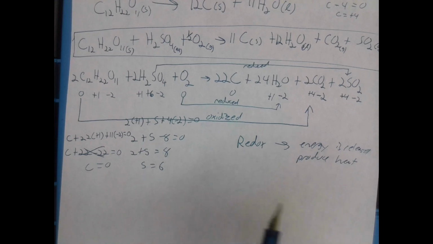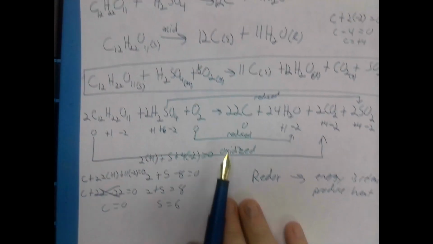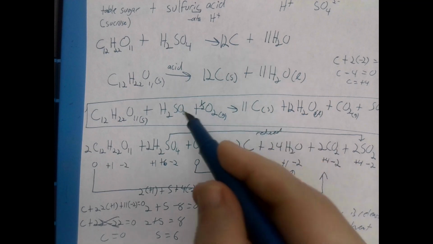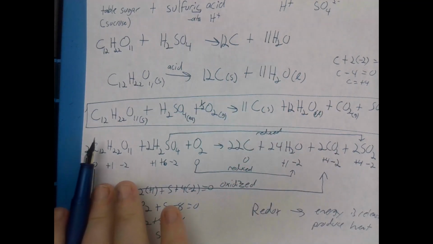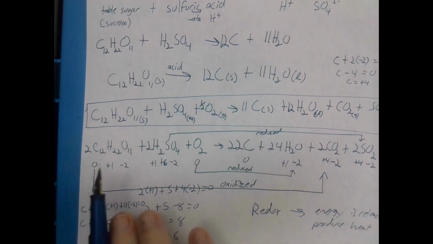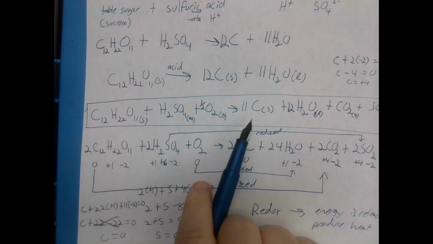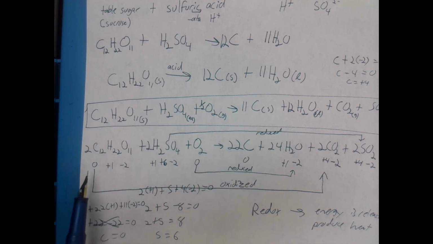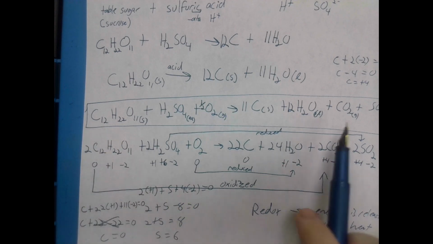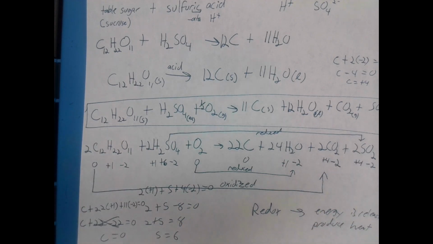Actually, we can see that. So I like using the original one where it uses a half right here. We can see 11 carbon actually doesn't change. So 11 of this carbon stays 0, while one of the carbons is oxidized. The sulfur is always going to be reduced. So one sulfur atom is reduced, and one of the oxygens is going to be reduced in it.